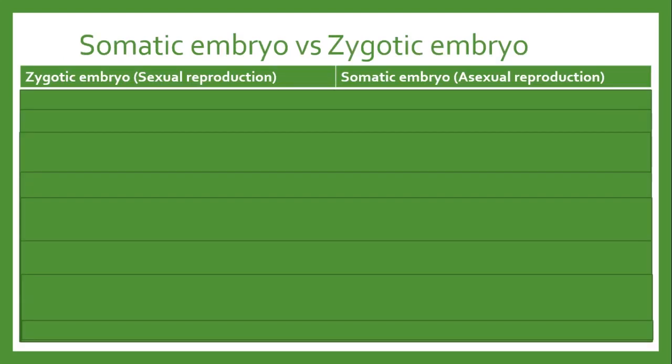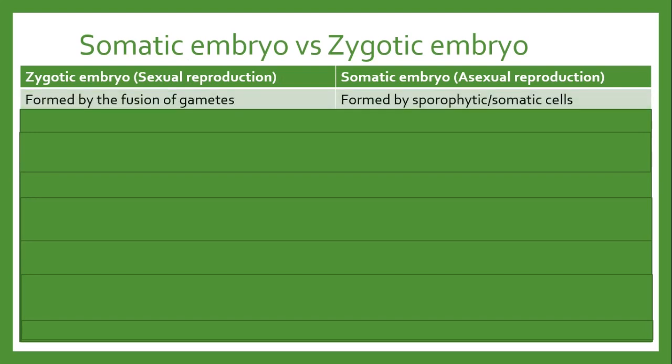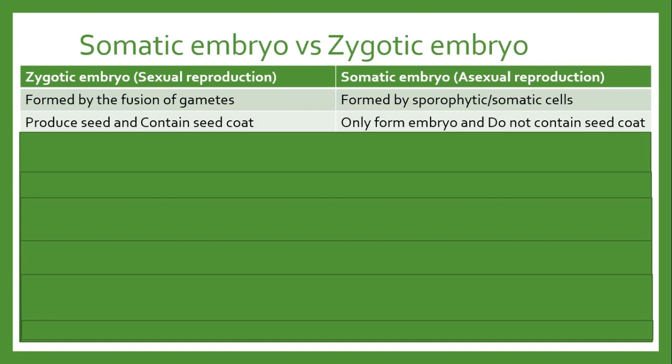Here is a bonus of somatic embryogenesis, whereby there is some comparison between the somatic embryos and zygotic embryo. Zygotic embryo is the product of sexual reproduction, whereas the somatic embryo is known as asexual reproduction. Zygotic embryo is formed by the fusion of gametes, whereas the somatic embryo is formed by the sporophytic or somatic cells. Zygotic embryos produce the seeds and contain the seed coat, whereas the somatic embryos only form the embryos and do not contain any seed coat.